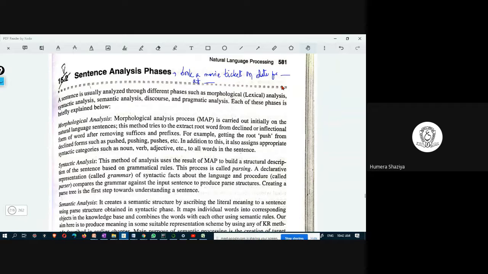To understand this, that AI system would have to follow different phases. What are the different phases? First one is morphological analysis. Second one is syntactic analysis. What is morphological analysis? Well, it is about understanding the words, a root word, understanding the root word by eliminating the suffixes and prefixes.